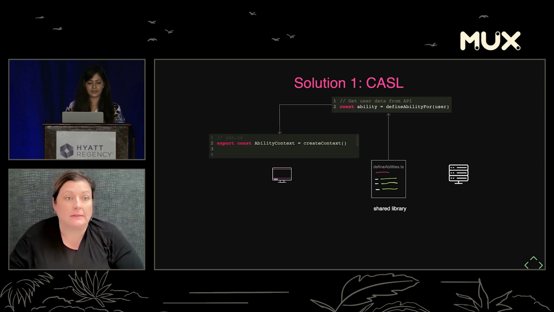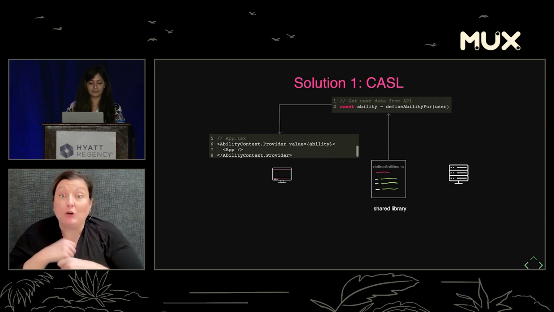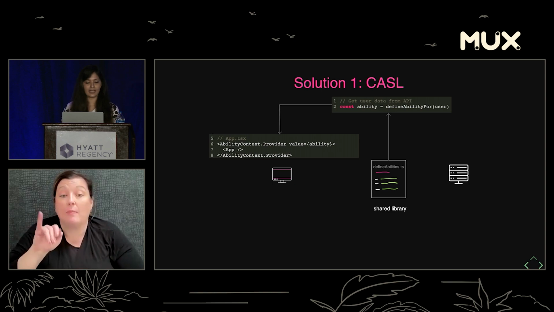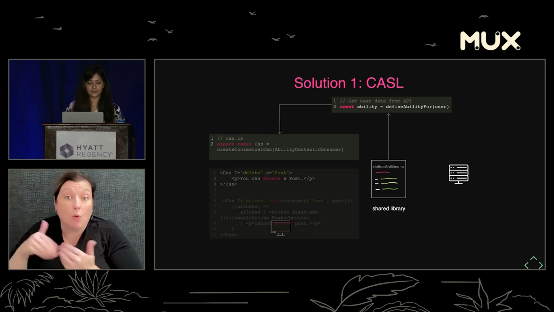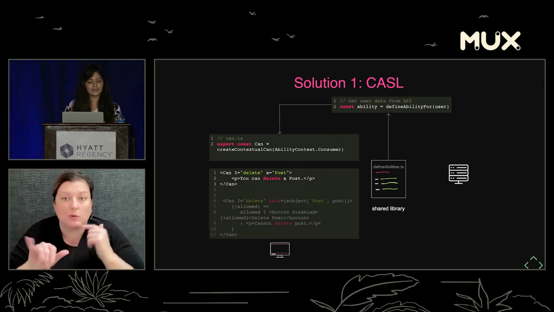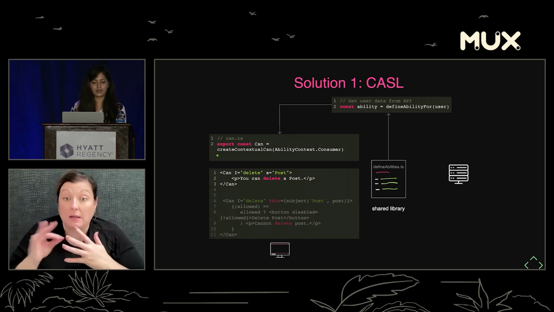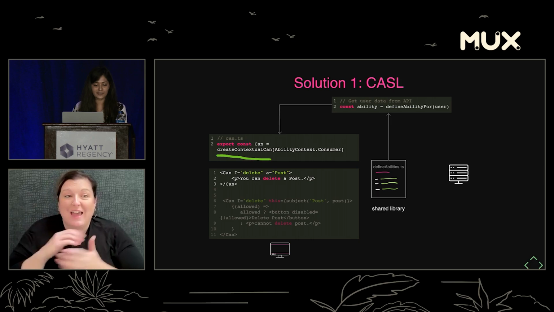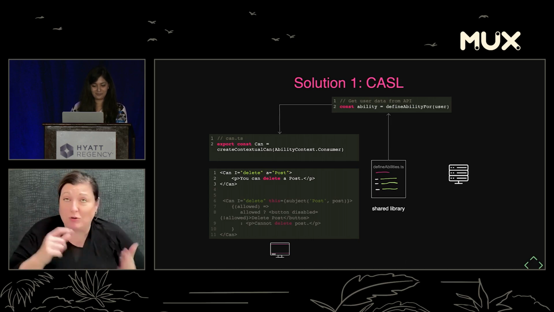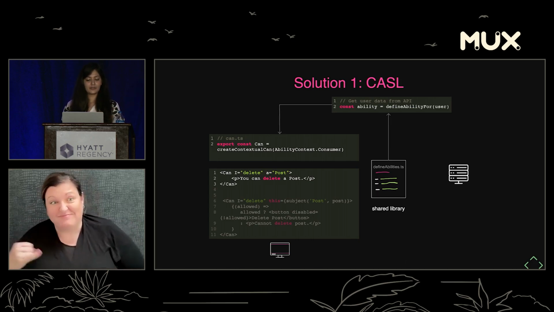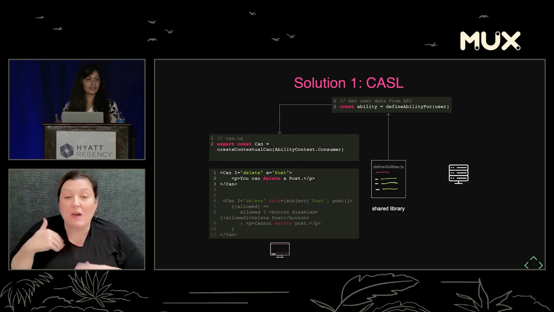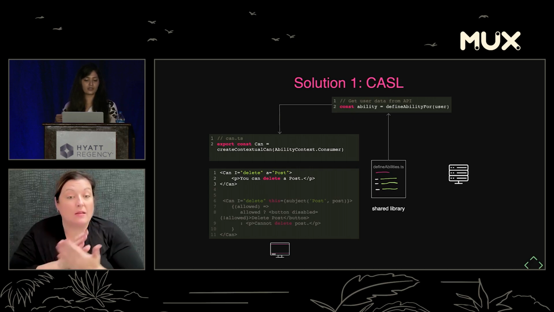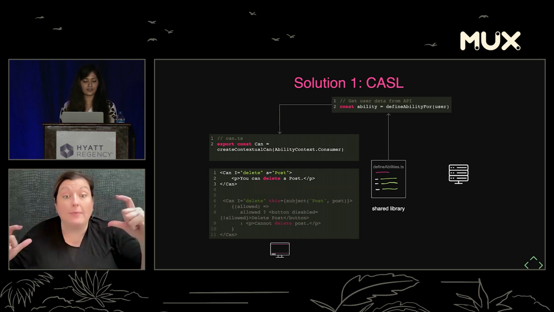Better yet, create a context and provide the ability instance to the app so that all the components in the app have access to it. CASL also provides an option to create a contextual Can component. You must be wondering who this artist is who cannot even draw a straight line. So you have this contextual Can component which you can use as a wrapper around other components for conditional rendering.